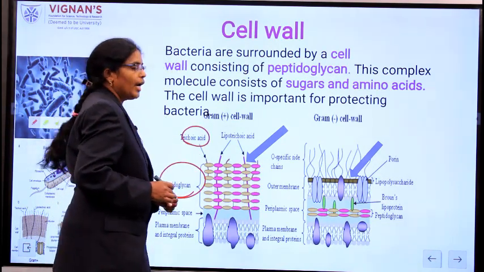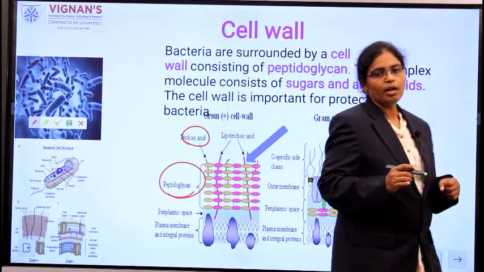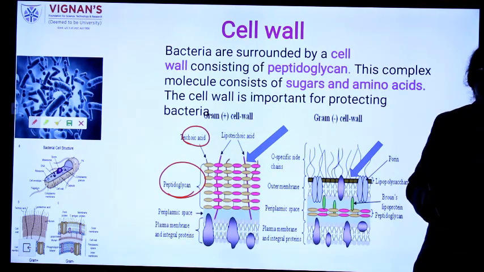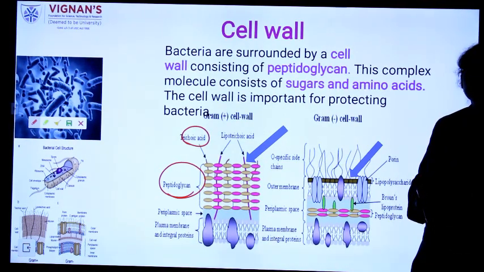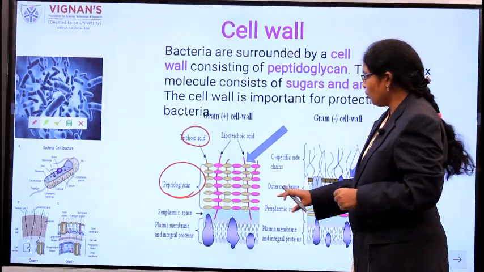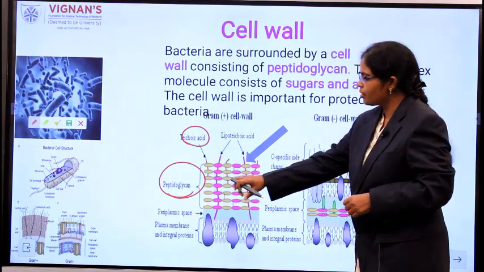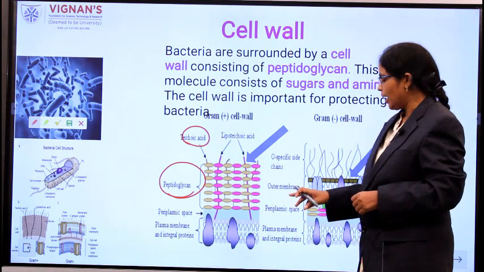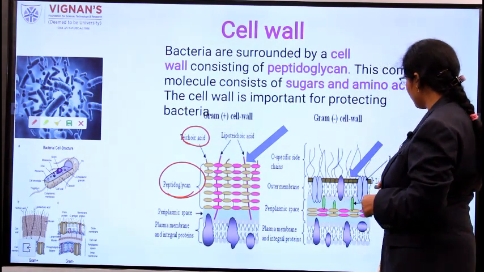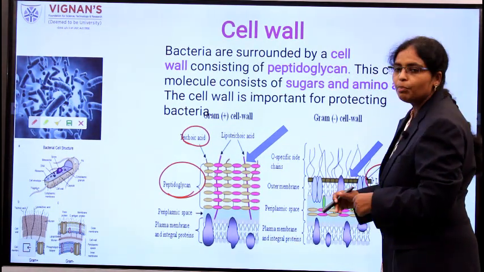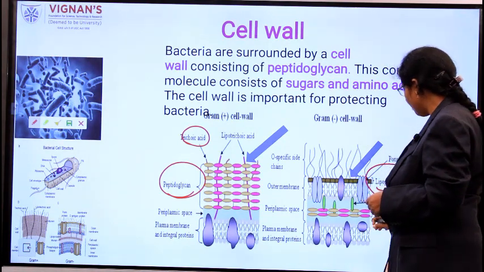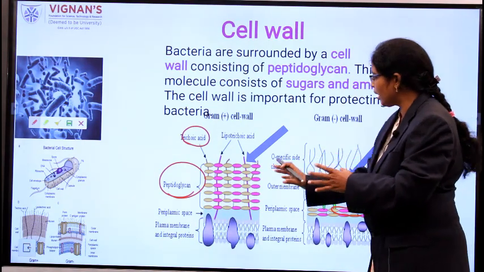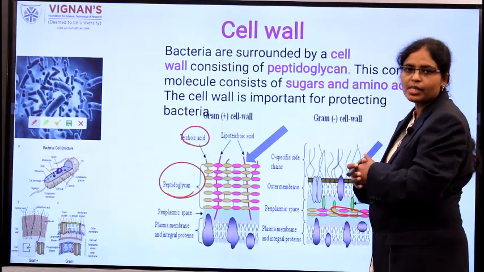And in this gram-negative cell wall, the peptidoglycan structure is very less. Now see the gram-positive and gram-negative. Gram-positive has more peptidoglycan and teichoic acid, and gram-negative, if you observe, is made up of lipopolysaccharides with less peptidoglycan. So this is the difference between the gram-positive cell wall and the gram-negative cell wall.